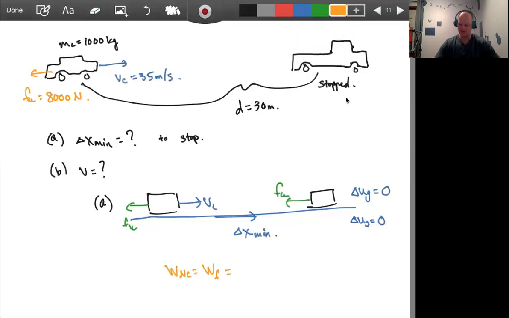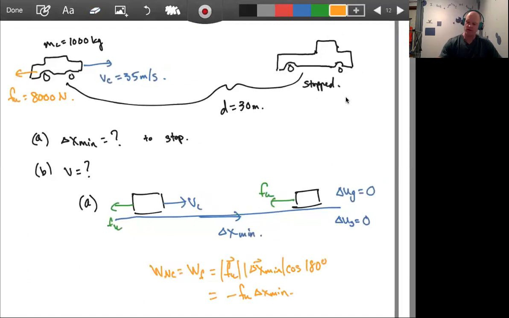So my work done by the friction force then is going to be equal to what? Negative. I'll do it in steps here. This is going to be my friction force magnitude times my displacement, which is delta x min, times cosine of the angle between the two. But in this case, since the friction is to the left and delta x min is to the right, that means they're 180 degrees rotated from each other. So this is then going to be equal to negative my friction force times my delta x min. Good.